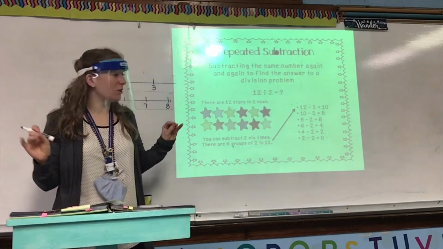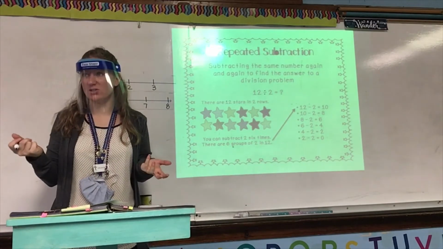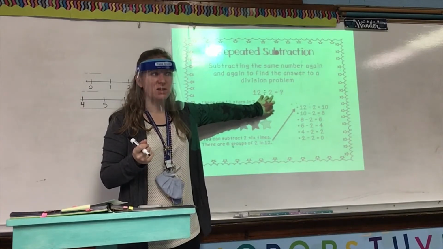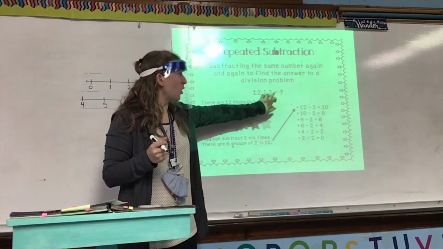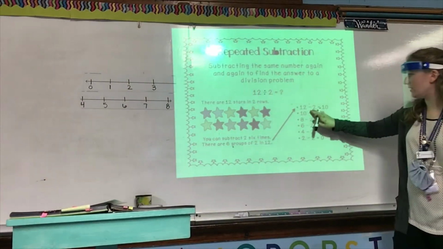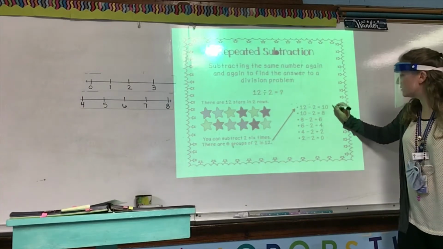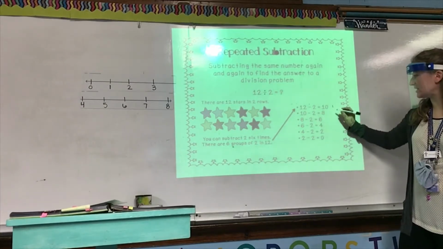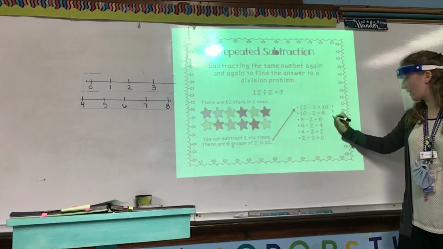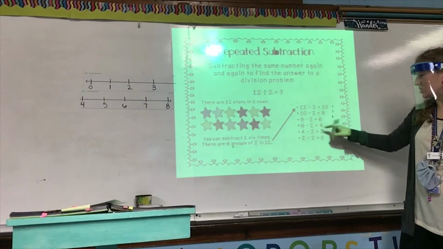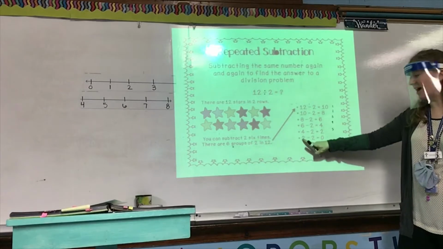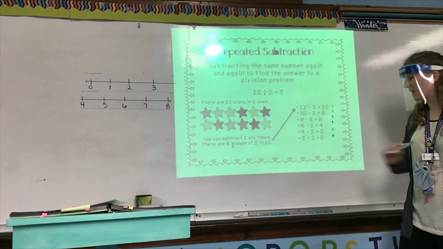When we're doing repeated subtraction to figure out the answer to a division problem, we don't know how many times to subtract the number we're dividing by. All we know is that we need to get to 0. So 12 minus 2 is 10. That's 1 time. 10 minus 2 is 8. That's 2 times. 8 minus 2 is 6. That's 3 times. 6 minus 2 is 4. That's 4 times. 4 minus 2 is 2. That's 5 times. And 2 minus 2 is 0. That's 6 times.